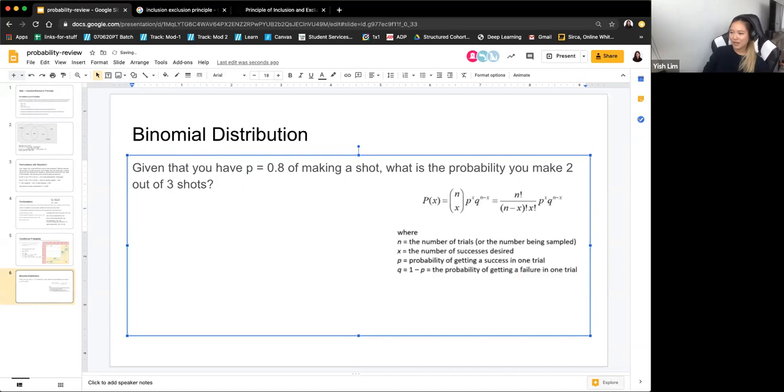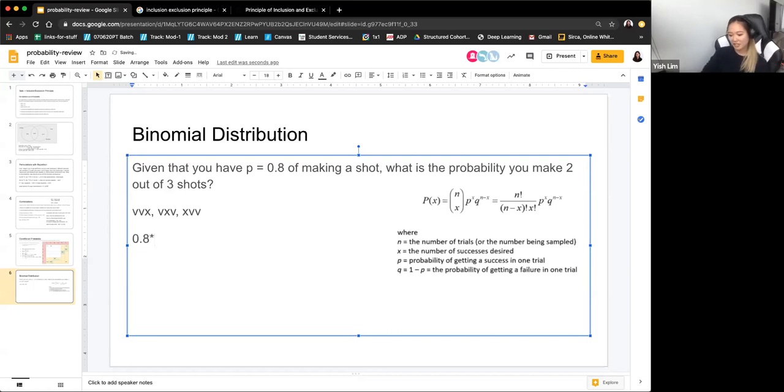Let's start by doing this probability manually. If you make 2 out of 3 shots, let's do V for making it and X for not making it. So 2 out of 3 shots, we have 3 different combinations: VVX, VXV, and XVV. These are the 3 ways you can make 2 out of 3 shots. Then let's find the probability of each. The probability of making a shot, V, is 0.8.